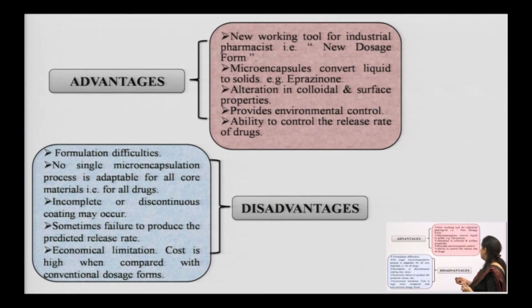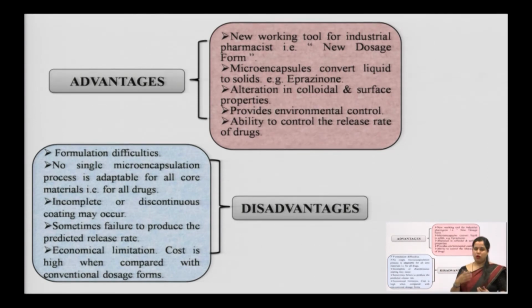Ability to control the release rate of drug. We will get the prolonged release rate of active components through this type of dosage form. If we make microcapsules, if we make microspheres, then we can expect the sustained or controlled type of release of the active components from the dosage form.